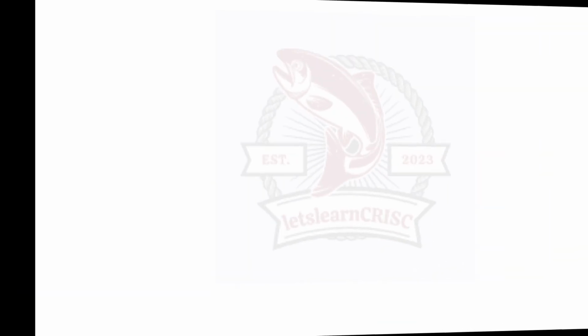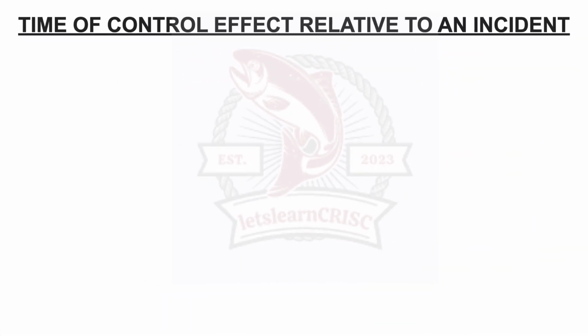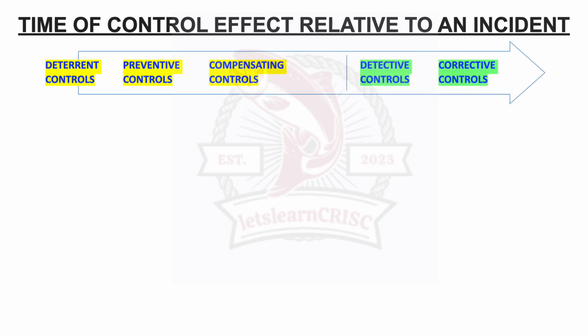Right? Moving next, we'll discuss the time of control effect relative to an incident. Friends, under time of control, from this chart we can understand that the first is the deterrent control, second is the preventive control, and third is the compensating control. Let's understand it. Friends, the phrase time of control effect relative to an incident likely refers to the chronological relationship between the implementation of control measures and the occurrence of the security incident. In a security or risk management context, the effectiveness of control measures may vary based on when they are applied in relation to an incident.